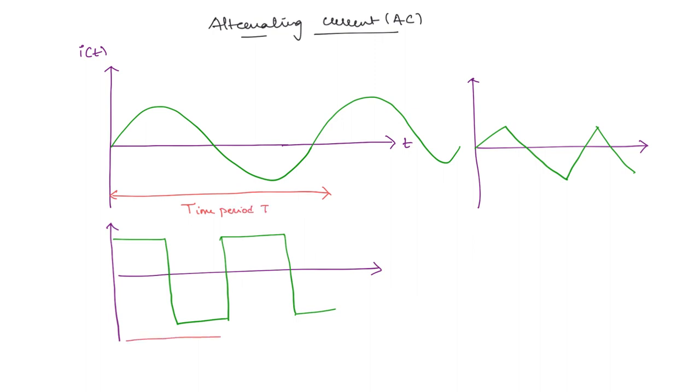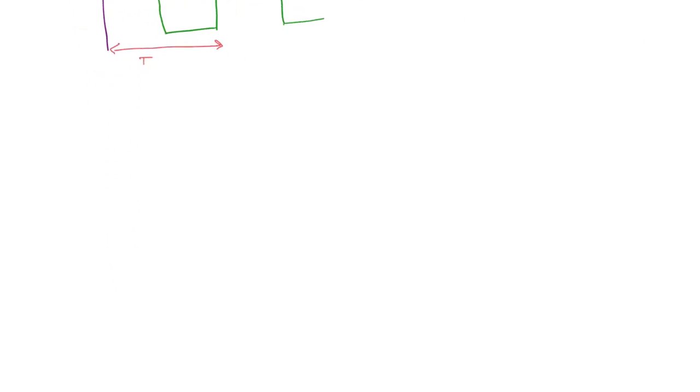Similarly for the square wave, this is the time period. What about the rectangular wave? This is the time period. So whenever we want to describe an alternating current, we will need to know the time period. Only then will we be able to mathematically describe it. So for example, we will take the sine wave and discuss the various characteristics that we need to describe the alternating current.